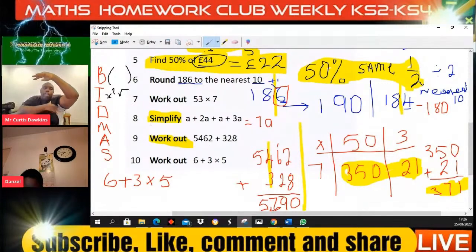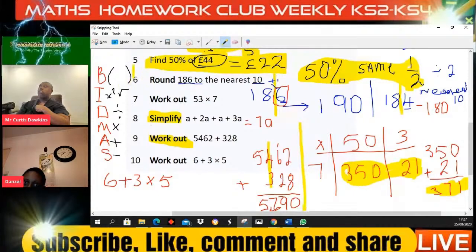So if you got bracket, you do what's in the bracket first. Followed by that, if you got anything with square, square root, cube root, you do that. Then followed by that, you do division. This is the order you work. Then you do multiplication, then addition, then subtraction. Just write this in the book, exactly what you see here, right beside each other.